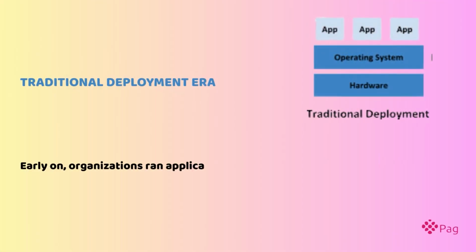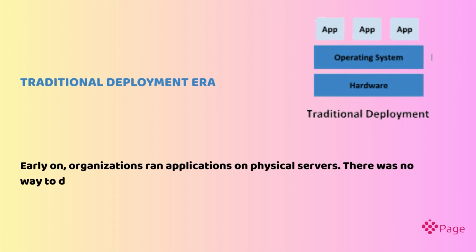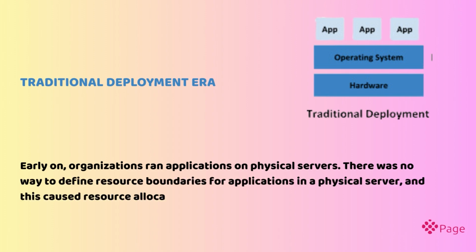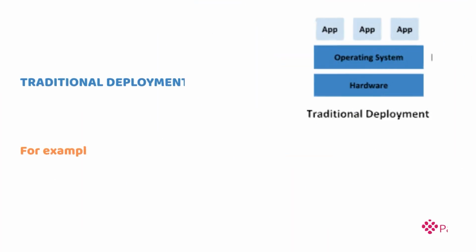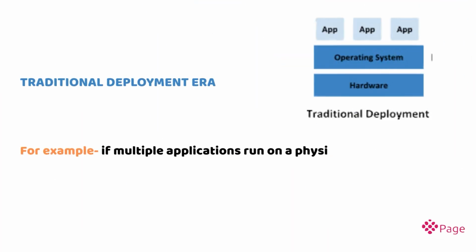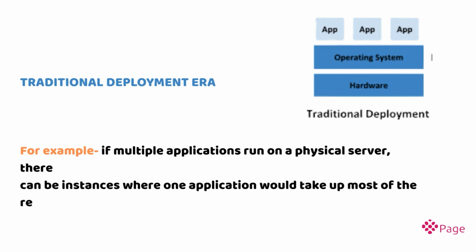Traditional deployment era. Early on, organizations ran applications on physical servers. There was no way to define resource boundaries for applications in a physical server, and this caused resource allocation issues. For example, if multiple applications run on a physical server, there can be instances where one application would take up most of the resources, and as a result, the other applications would underperform.